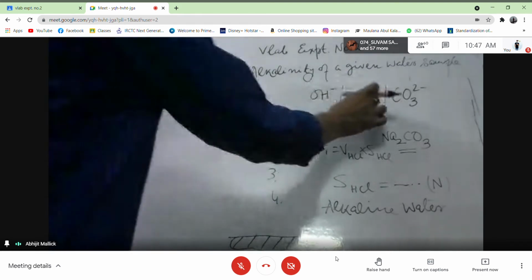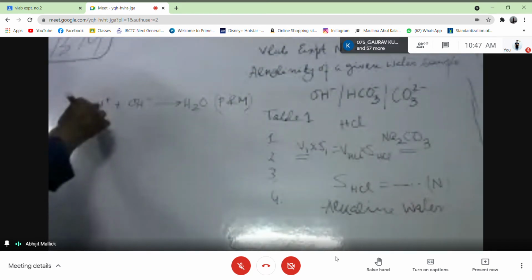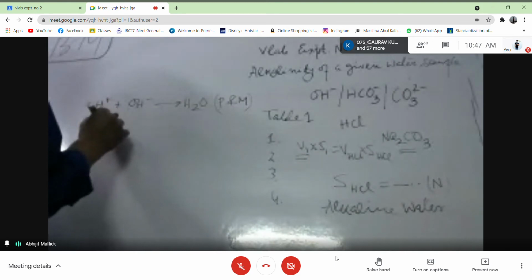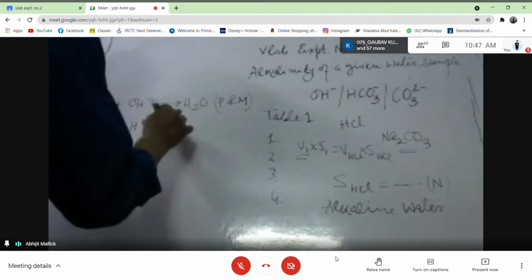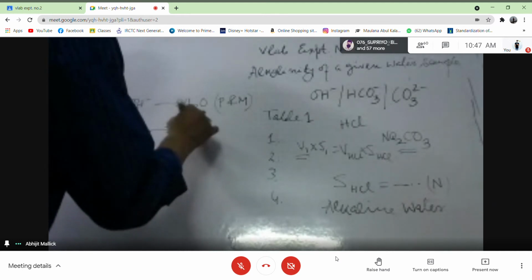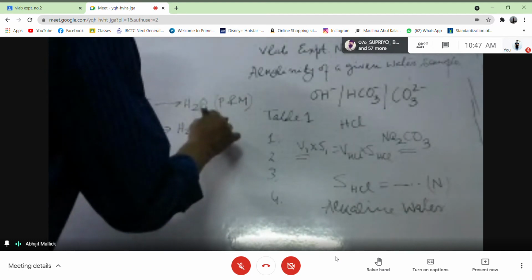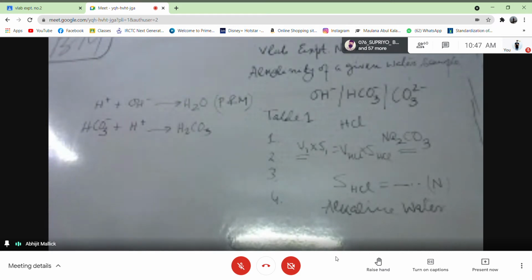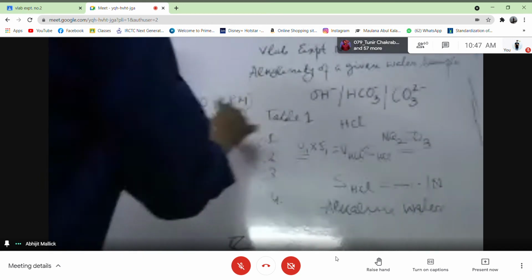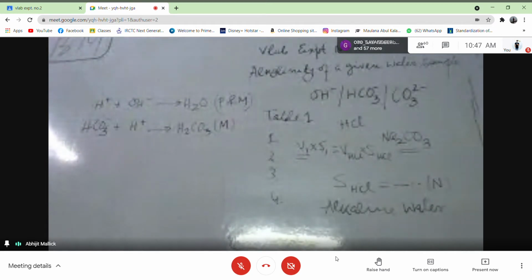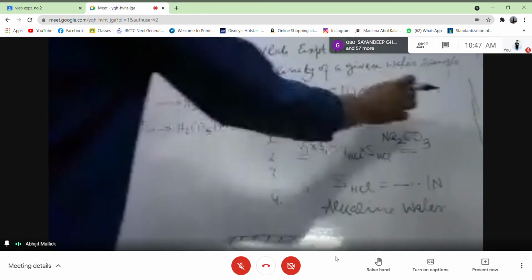Now, in this case, HCO3 minus, let's see what the titration reaction is. H plus forms H2CO3. You can see H2CO3 is an acid, so the pH level goes down, and naturally what is the right indicator? The right indicator is methyl red. So here methyl red is the right choice. Then we come to the third one.